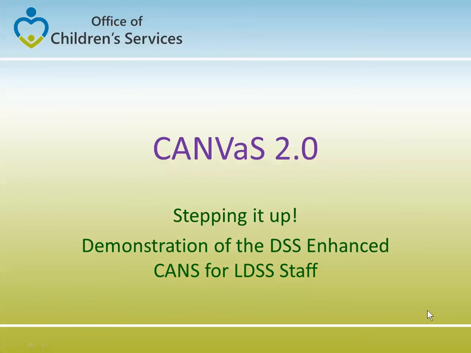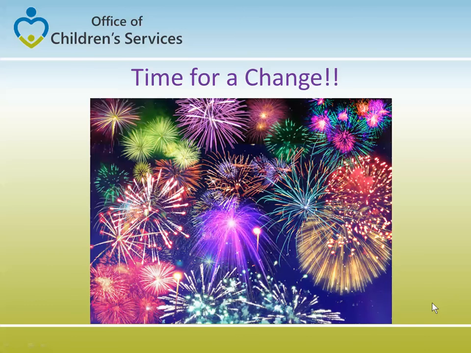Canvas, as most of you know, is the electronic or software version of the Virginia Child and Adolescent Needs and Strengths, or CANS, assessment. Canvas was launched on July 1, 2009, built on CANS software created by the state of Indiana and a software vendor, RCR Technology. So here we are 7 years later, and it's time for a change.